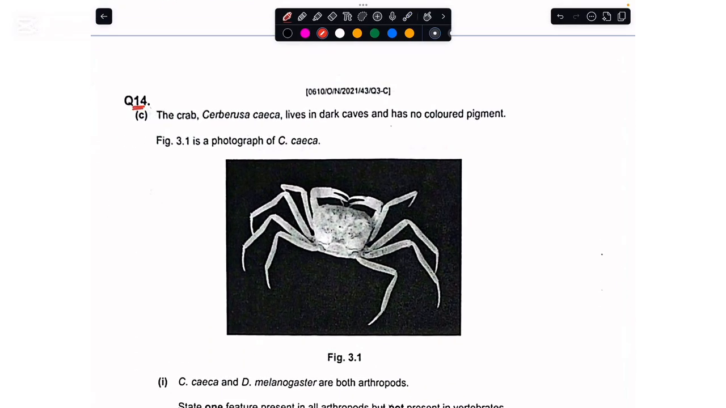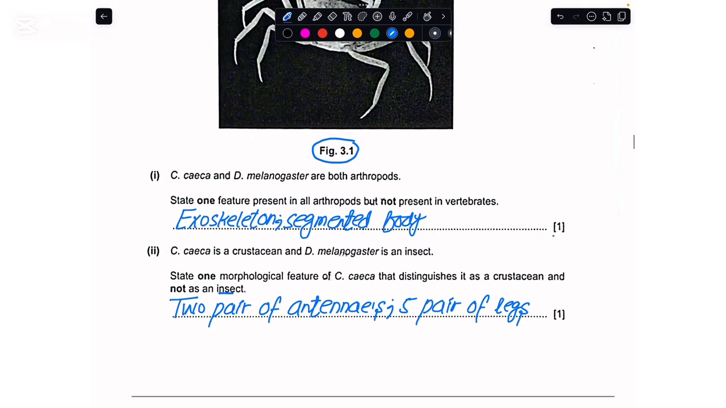Now let us come to this. This appeared in October, November 2021, and the variant for your theory paper was 4.3. In figure 3.1, they are presenting you the diagram of a crab, and this is Cerberusa saica, which lives in dark caves and has no colored pigment. They have presented you the photograph of that. Now they are saying that C. saica and D. melanogaster are both arthropods. So they want you to tell what feature is common to all arthropods but is absent in the vertebrates.